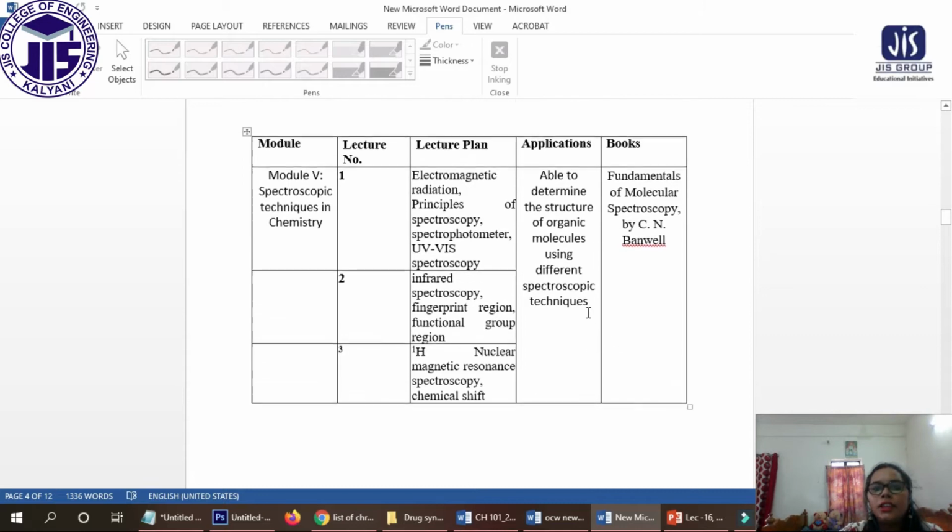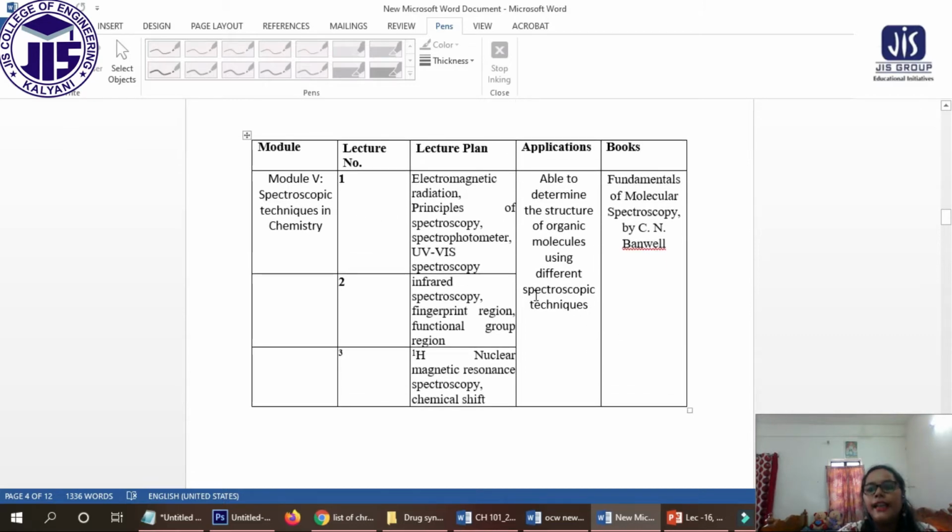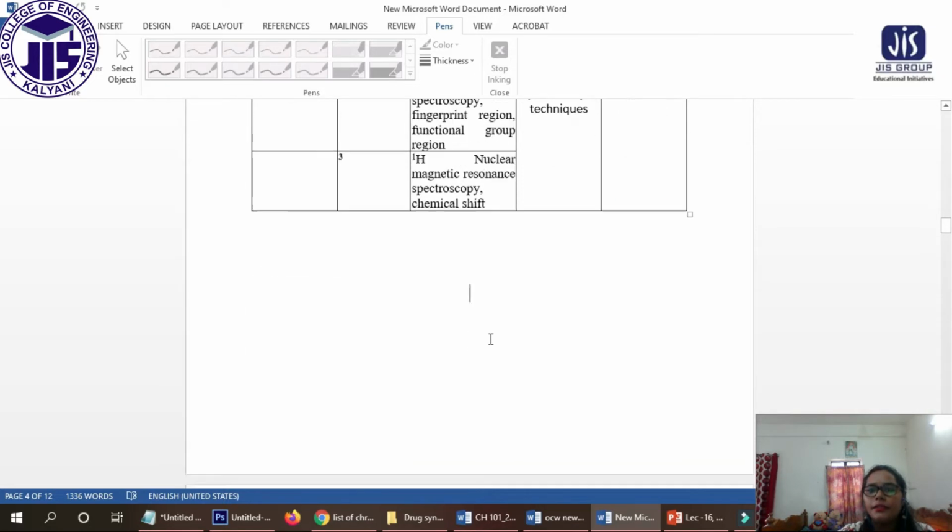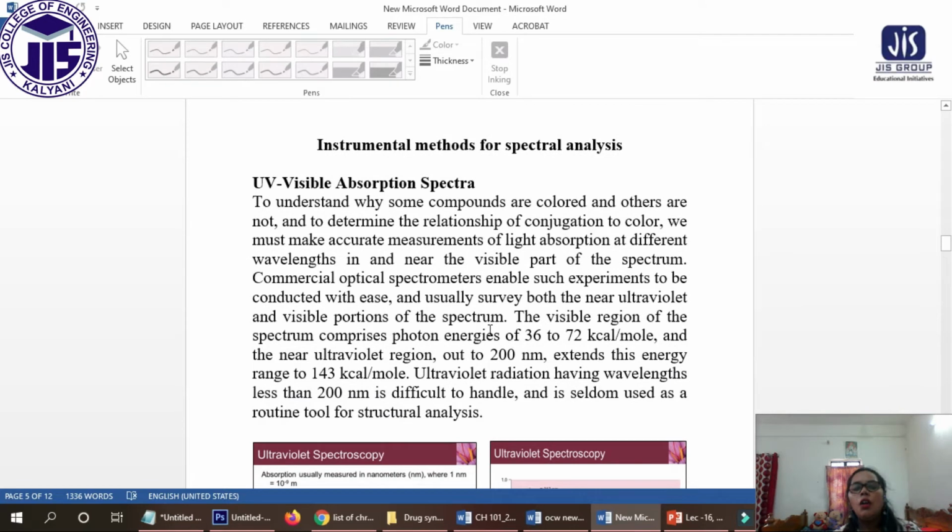Okay, so this is the lecture plan of the module 5, that is spectroscopic technique in chemistry. Now, you have in your syllabus mainly three spectroscopic techniques. One is UV visible spectroscopy, absorption spectra, infrared spectroscopy, and also NMR spectroscopy technique that you have in your syllabus. Okay. Now, UV visible absorption spectra.